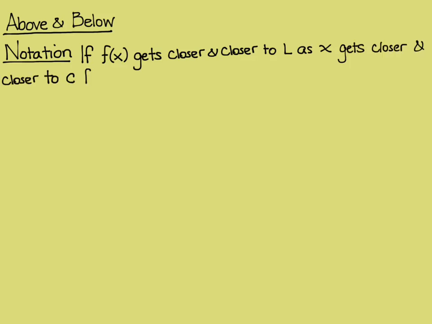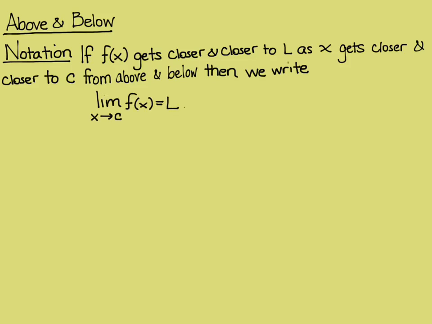What did we mean when we said above and below? Remember in our statement of the notation of a limit, we said that f of x gets closer and closer to L as x gets closer and closer to c from above and below. What did we mean by that? Let's look at a number line. This is our x-axis, and somewhere on our x-axis we have the x value c.